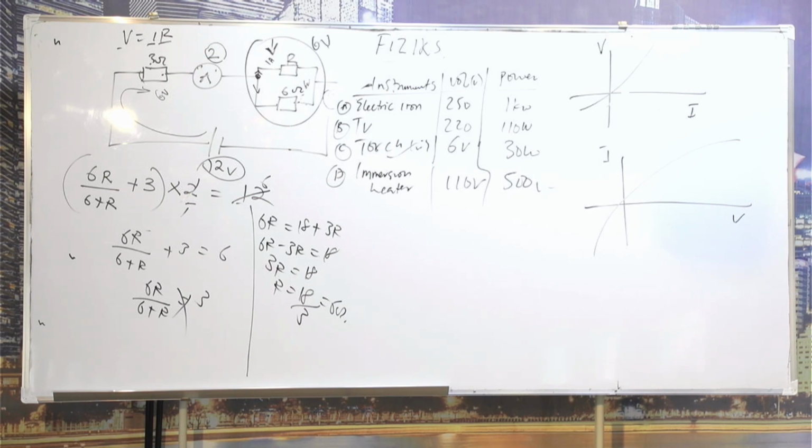Next question. A man will exert the greatest pressure when he does what? A, lies flat on his back. B, lies on his belly. C, stands on both feet. D, stands on the toe of one foot. Why is that so?